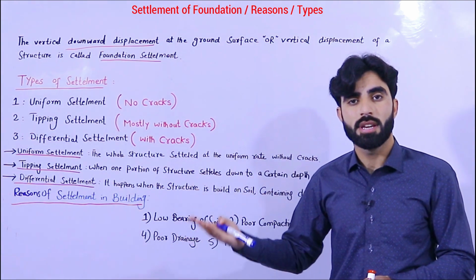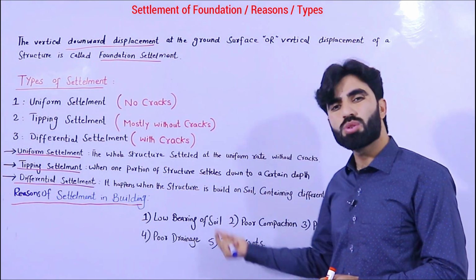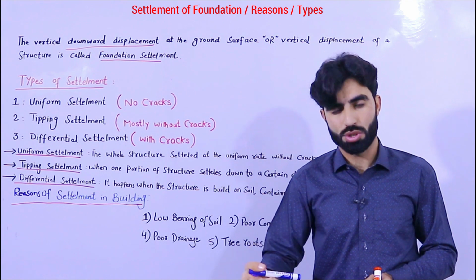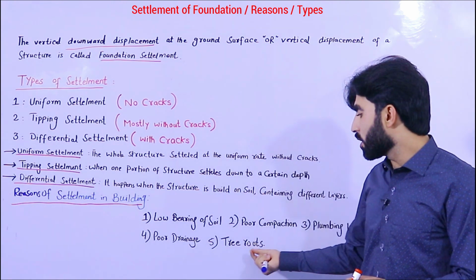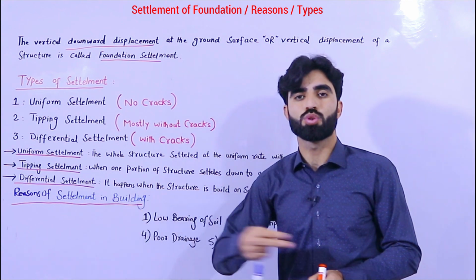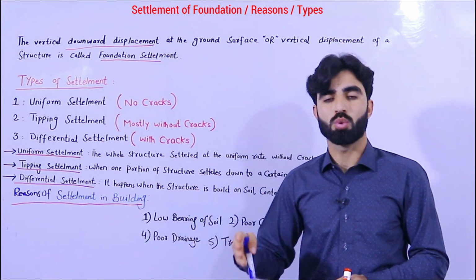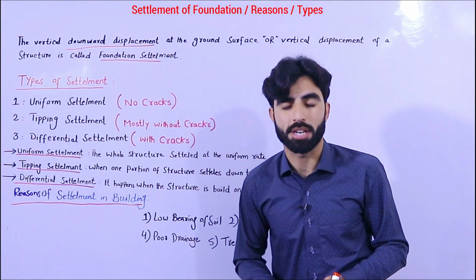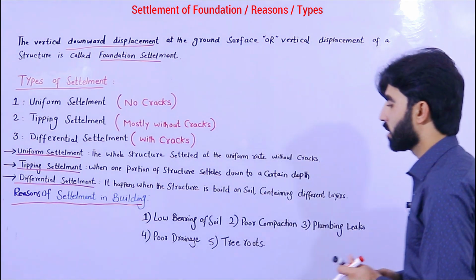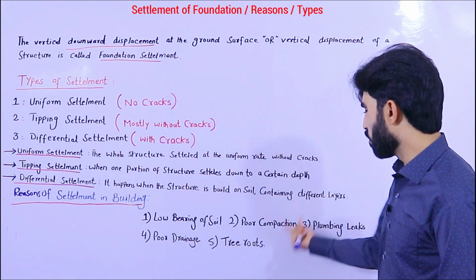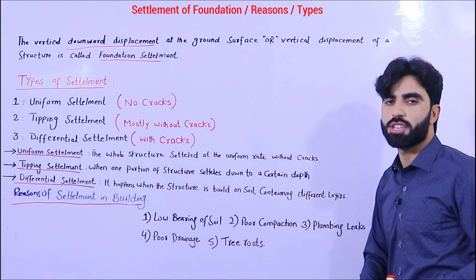In that case, you will see a lot of water. The reason is roots, okay. Therefore the tree roots are also a reason for settlement. So you should cut the trees when the roots are inside the foundation, because there you are not able to construct the building, okay. It will make settlement. Reasons: tree roots, low bearing capacity, poor compaction, plumbing leaks, poor drainage, etc.